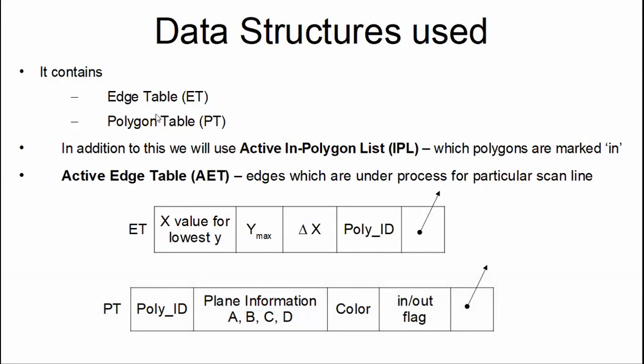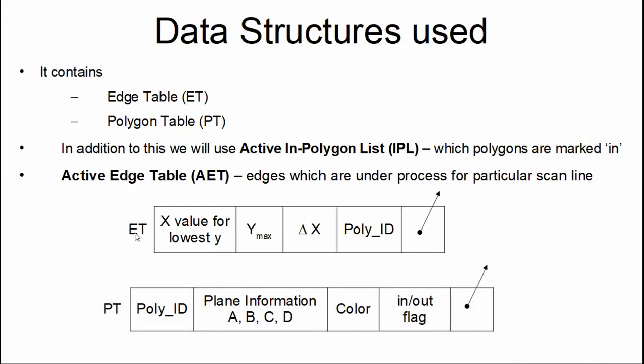Similarly, in the polygon table also we will store the polygon ID, then some plane information, that is A, B, C, D values. We know the surface equation, that is Ax plus By plus Cz plus D equal to 0. So this was the surface equation, and these A, B, C, D coefficients are stored here. Then the color of the polygon is stored, and for which particular polygon, whether it is in or out, that flag is set here, and this is again the pointer.